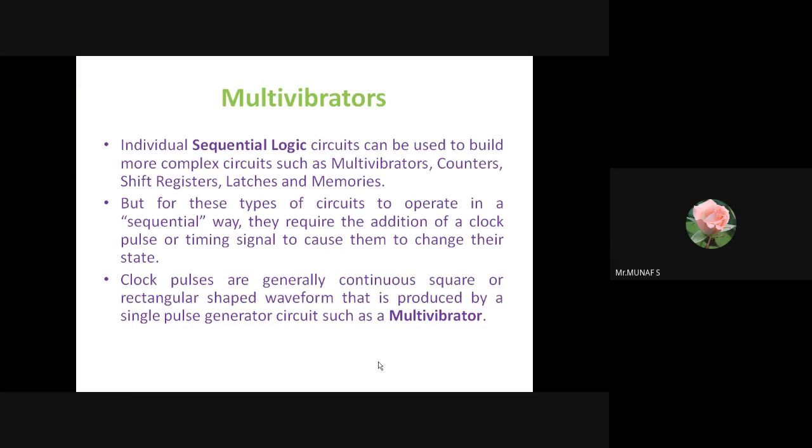The basic circuit of the multivibrator is a sequential logic circuit. It can be used to build multivibrators, counters, shift registers, latches, and memories. But these types of circuits operate in a sequential manner. That means they require some additional clock pulses or timing signals to cause them to change their states, low to high, high to low. The pulses are generally square or rectangular shaped pulses. That waveform is produced by a single pulse generator circuit.